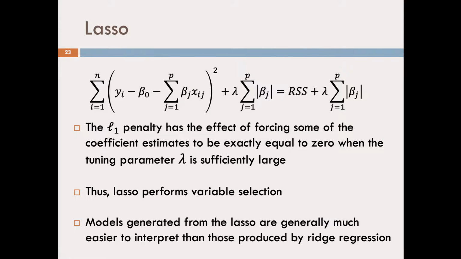So this penalty has the effect of forcing some of the coefficients to be exactly equal to zero when the tuning parameter is sufficiently large. Because some of the coefficients will be equal to zero, the associated variables will be dropped from the model. Because of that, the models that are generated are usually much easier to interpret than the ones produced by the ridge regression.